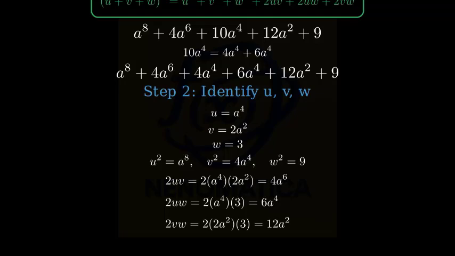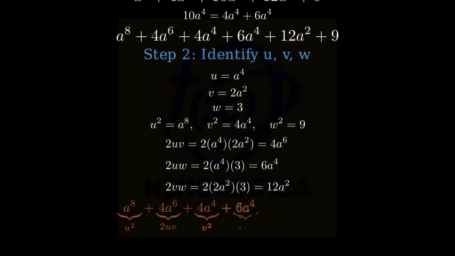2 times u times v equals 2 times a to the power 4 times 2a squared, which is 4a to the power 6. 2 times u times w equals 2 times a to the power 4 times 3, which is 6a to the power 4. 2 times v times w equals 2 times 2a squared times 3, which is 12a squared. Let's visualize how these terms match our original expression. We can color code each term to see how they correspond to our identity.